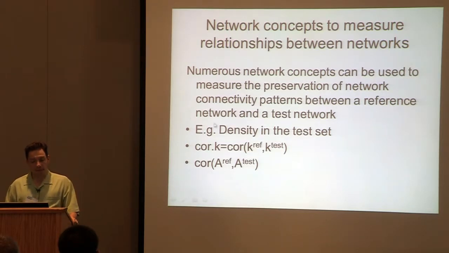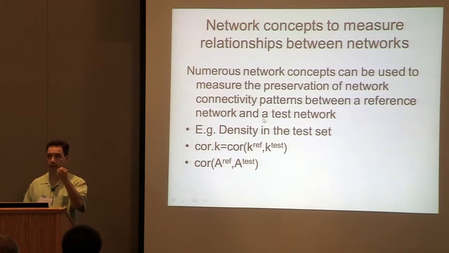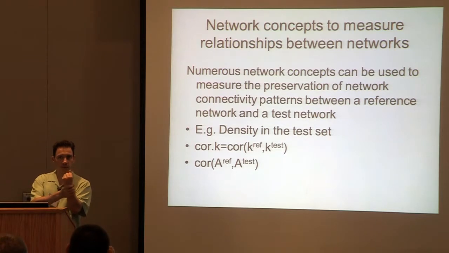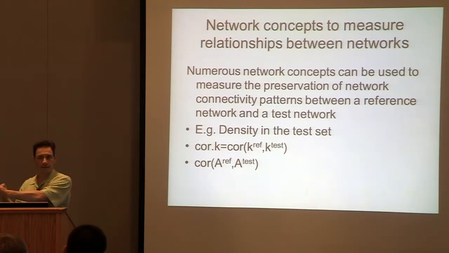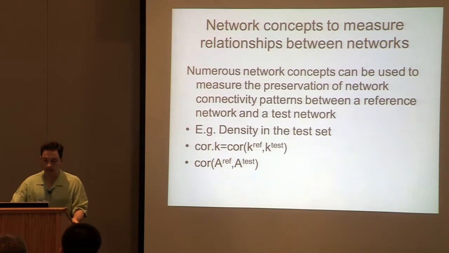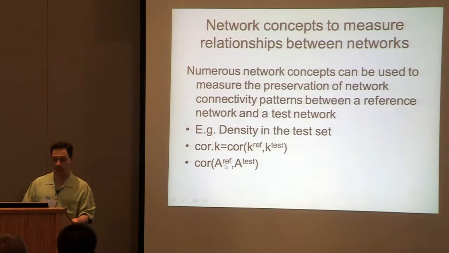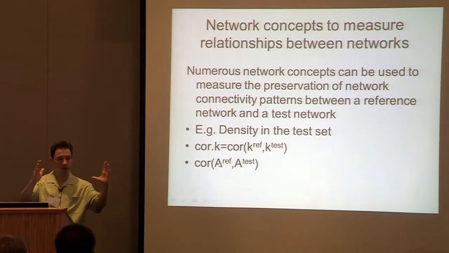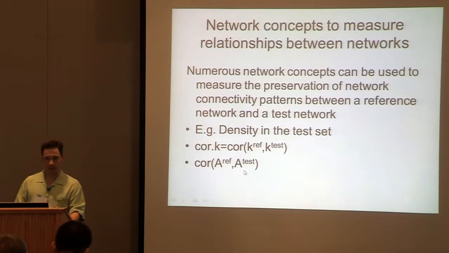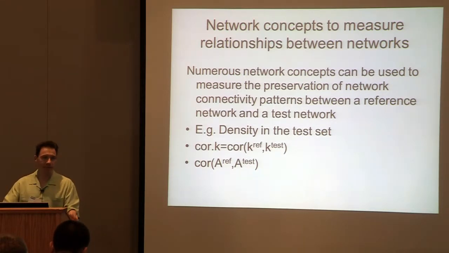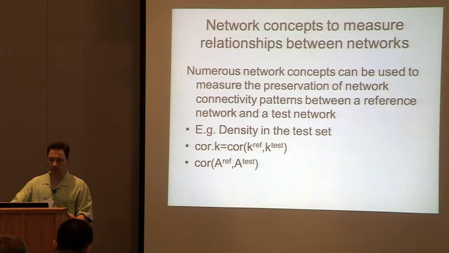You can also assess density preservation. So let's say you have a module that is highly or densely connected in the human brain. You can ask, do these genes remain densely connected in the chimpanzee brain? Other things you can do is you can literally take the adjacency matrix in the reference data and turn this matrix into a vector, do the same thing in the test network, and just correlate these adjacency matrices with each other. So that measures connectivity preservation again.